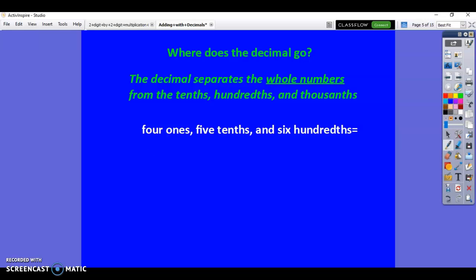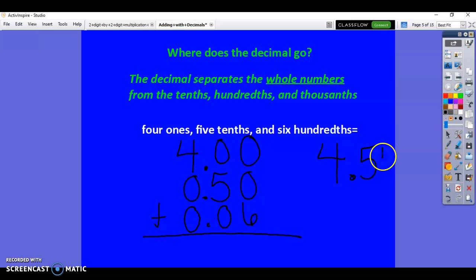We have 4 ones. So if I have that as mine, we have 4 ones. We have 5 tenths. If I line up my decimals, I have 4 ones, I have 5 tenths, and I have 6 hundredths. Add in my zeros. If I added all of these up, I would get 4 and 56 hundredths. If I add them up, you have a 6, you have a 5, and you have a 4. Drop down the decimal. So that's what we have been practicing yesterday.